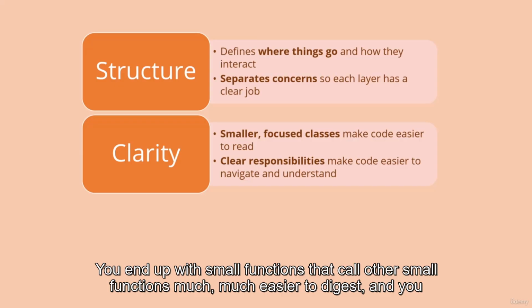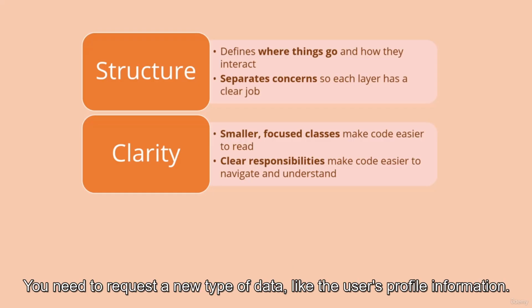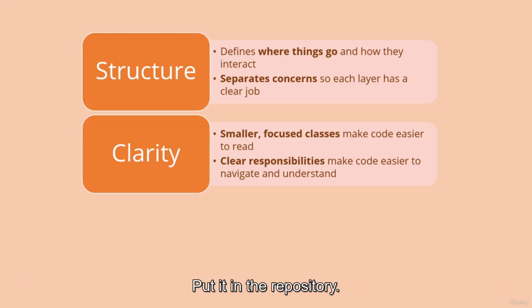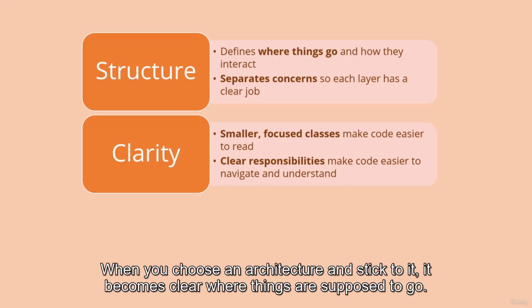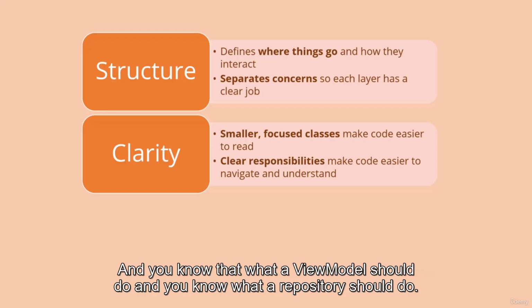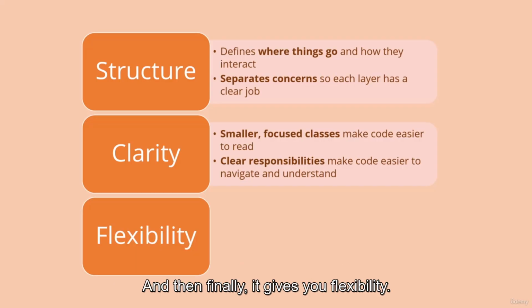Much, much easier to digest. And you have clear responsibilities, which make the code easier to navigate and understand. You need to request a new type of data, like the user's profile information, put it in the repository. After getting the user's tasks you want to sort them, do the sorting in the view model. When you choose an architecture and stick to it, it becomes clear where things are supposed to go, and you know what a view model should do, and you know what a repository should do. Things are very clear. And then finally, it gives you flexibility.